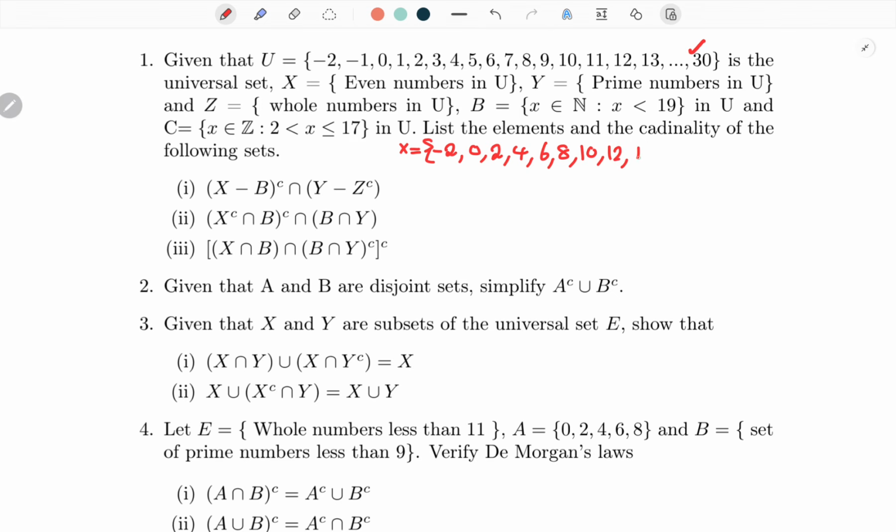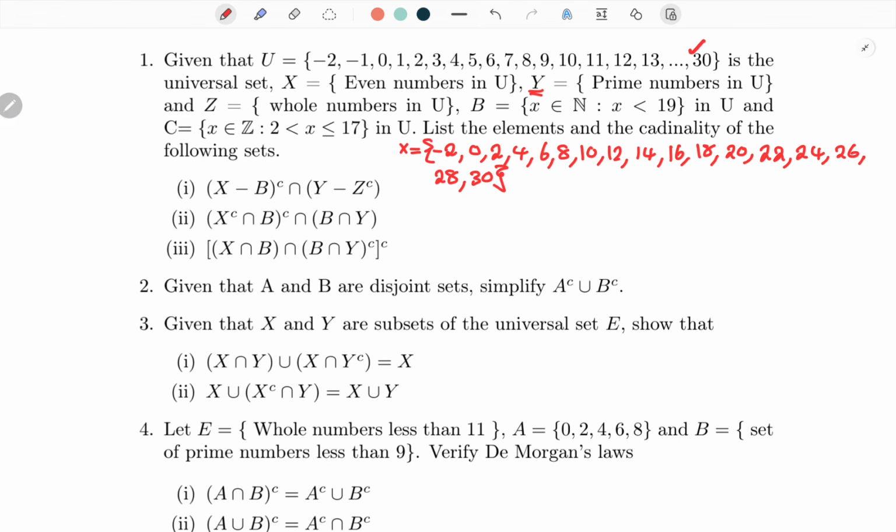Then 14. So from 14 it will go 16. We're going to have 18. Then we're also going to have 20. From 20 we are going to have 22. From 22 we are going to have 24. 24 we are going to have 26. 26 we are going to have 28. 28 we are going to have 30. All these numbers are divisible by 2. We go to the next one.